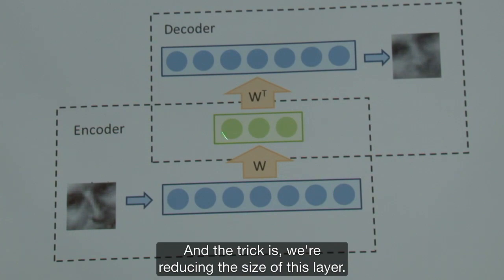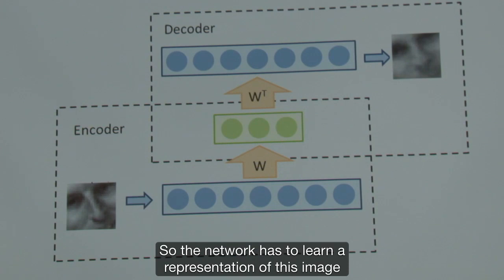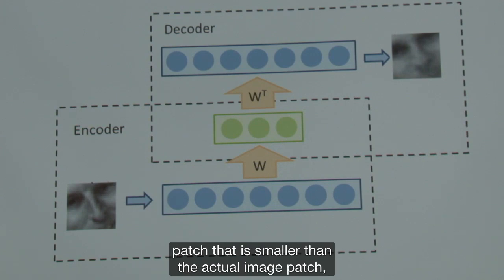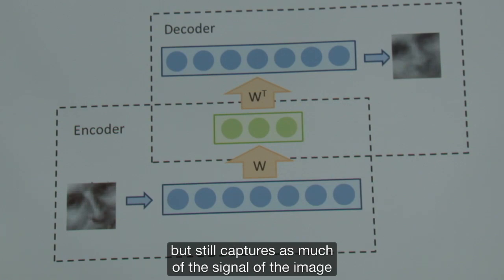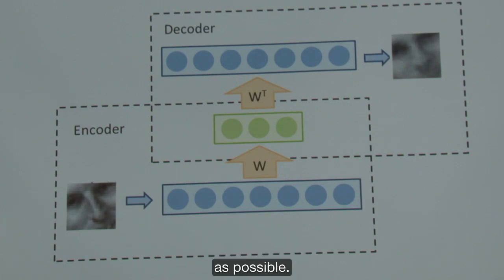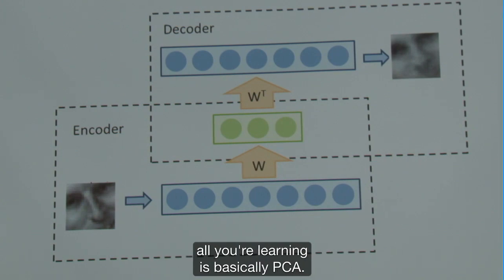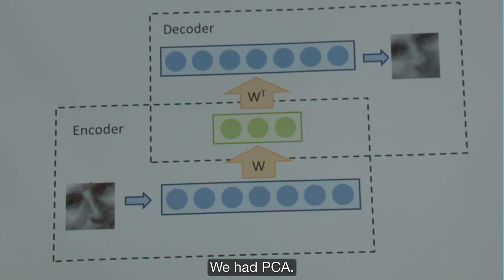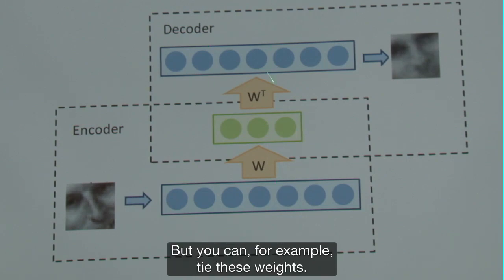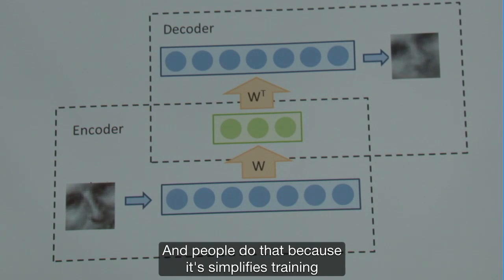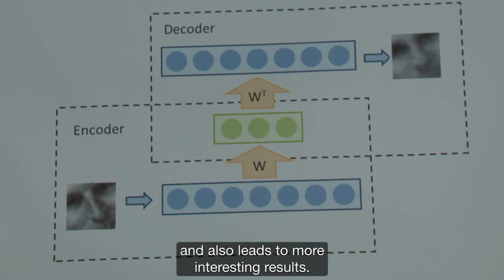And the trick is we're reducing the size of this layer. So the network has to learn a representation of this image patch that is smaller than the actual image patch, but still captures as much of the signal of the image as possible. It's compression. And if you do this in a very boring fashion, without a sigmoid and without tied weights and all of that, all you're learning is basically PCA, right? We had PCA. But you can, for example, tie these weights. And people do that because it simplifies training and also leads to more interesting results.